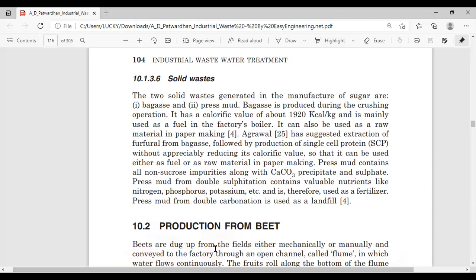So this is the wastewater treatment in sugar mills. So I will explain in the next class, in the next topic.